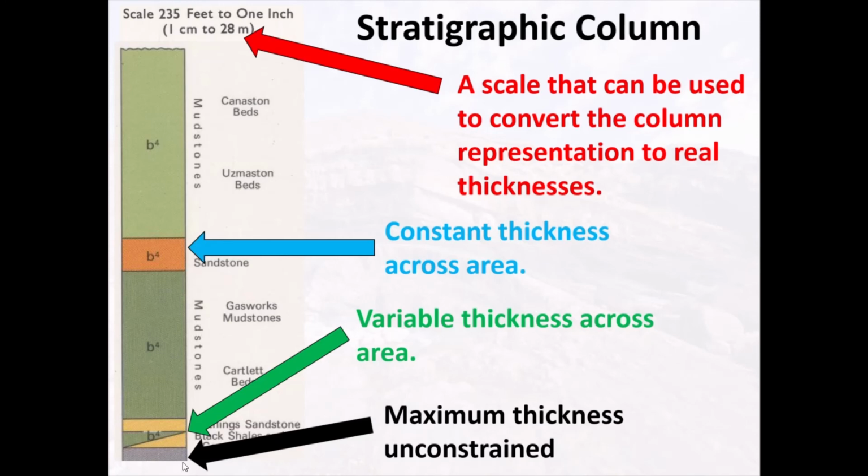Then at the base of the stratigraphic column, if it isn't capped with a black line, then what that's telling you is that the maximum thickness hasn't been constrained. We know that the minimum thickness is about this distance, but it could go on for an unknown amount of stratigraphic thickness. So that's how a stratigraphic column tells you about the thickness of rocks.